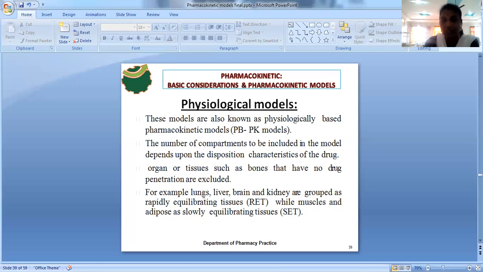Tissues such as liver, lungs, brain, and kidney have more and more blood flow and a higher perfusion rate. So all these tissues will be grouped under one type of model, one group of tissues, which are said to be the rapidly equilibrated tissues. While the muscles and the adipose, which have a moderate to poor perfusion rate and moderate blood flow, will be grouped under the tissue group known as SET. They are nothing but slowly equilibrated tissues.